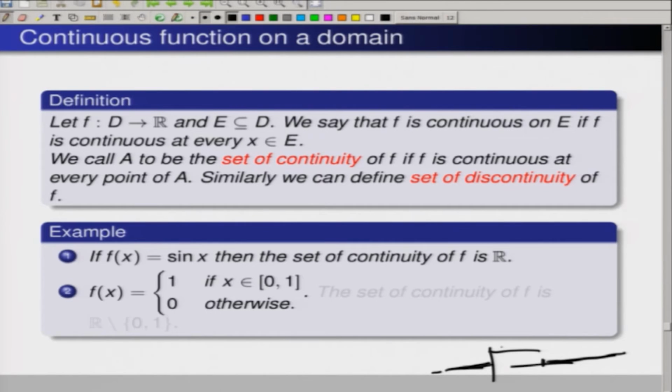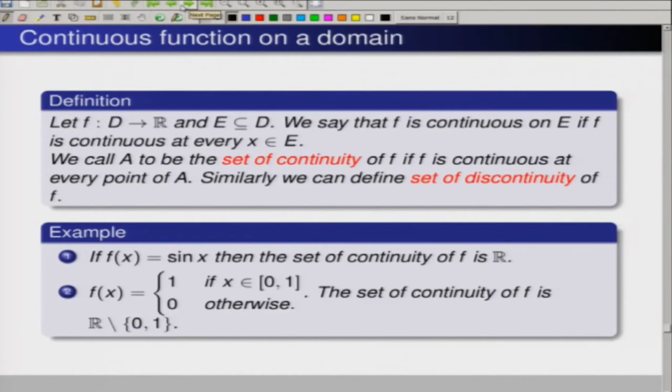Now, in (0, 1), we have seen that f is continuous in the open interval (0, 1). At the endpoints 0 and 1, we have seen that f is not continuous at 0 and not continuous at 1. So the set of continuity of f in this case is going to be the entire real line except the points 0 and 1. One would see some very interesting behavior of continuous functions.